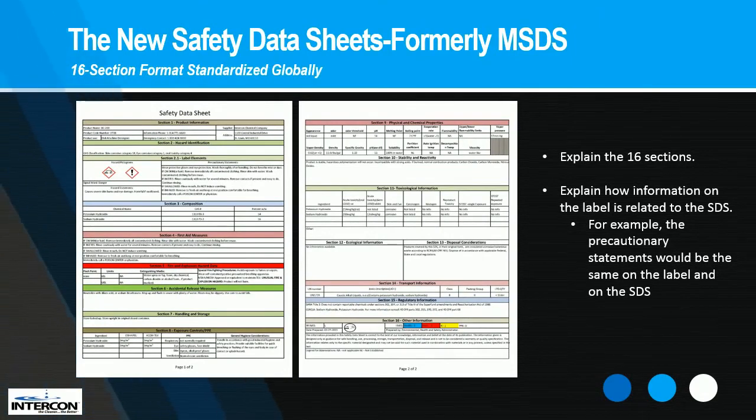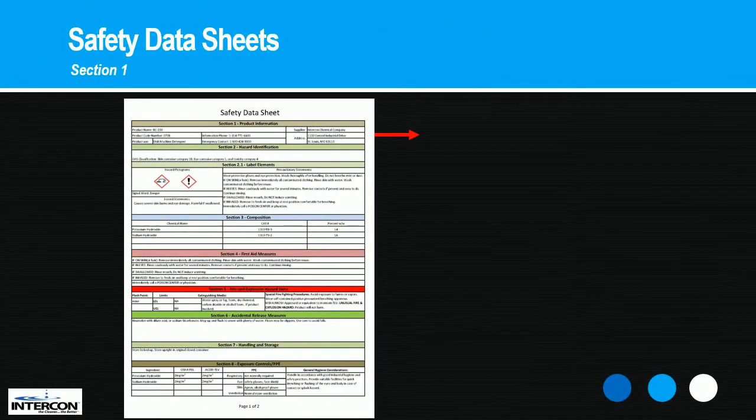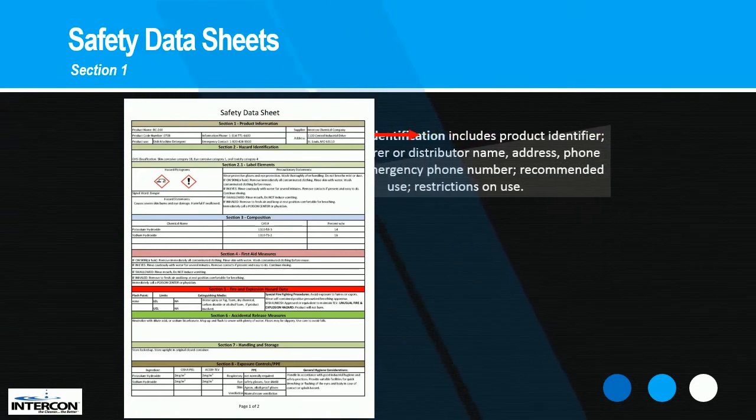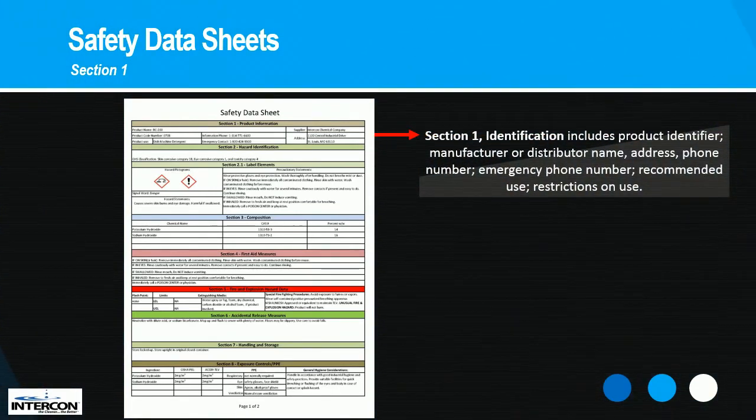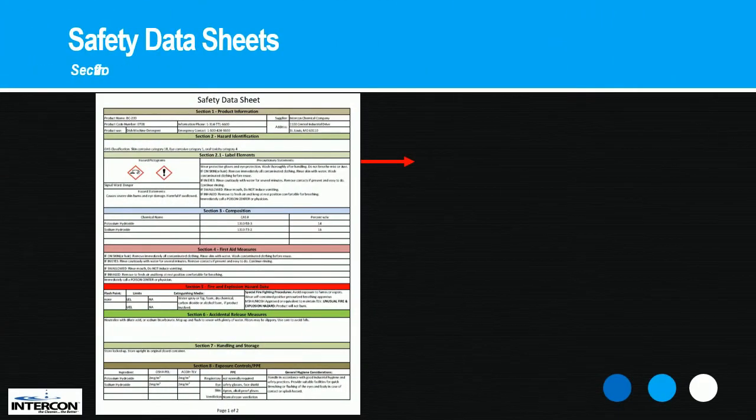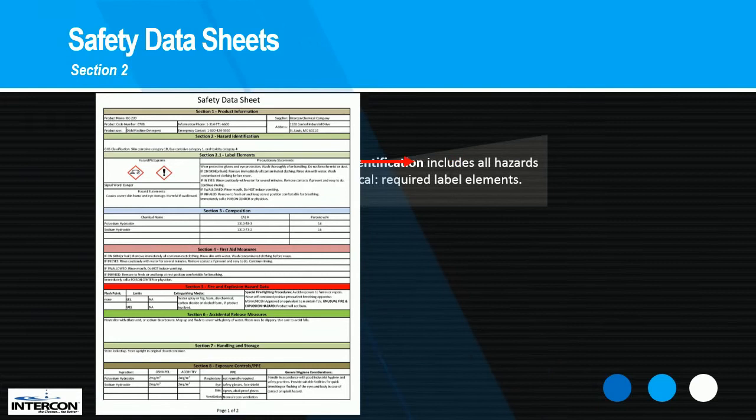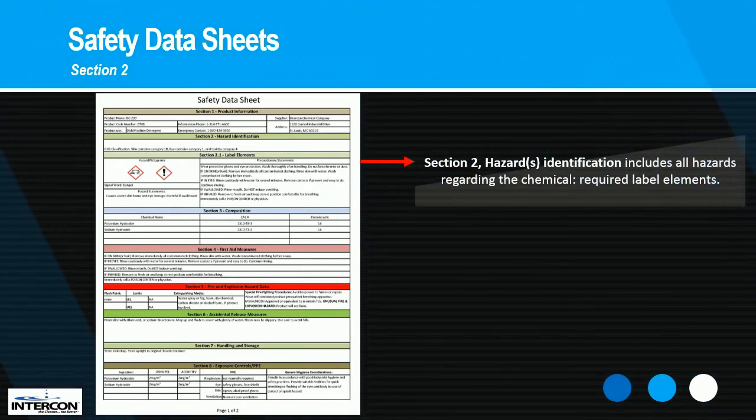MSDS are now termed SDS, Hazard Communication Safety Data Sheets, and include 16 sections. Section 1. Identification includes product identifier, manufacturer or distributor name, address, phone number, emergency phone number, recommended use, restrictions on use. Section 2. Hazard or hazards identification includes all hazards regarding the chemical. Required label elements.